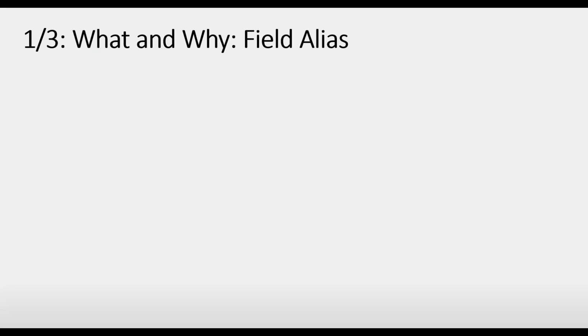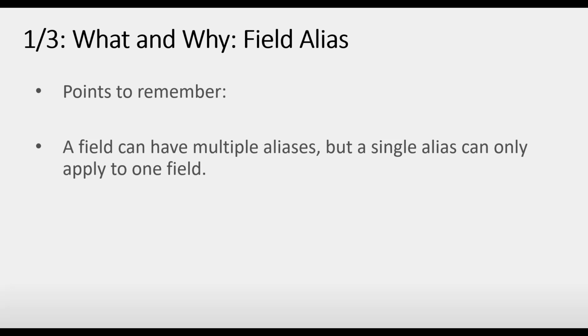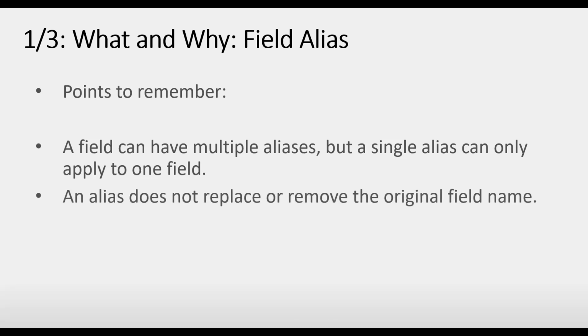So as its name suggests, alias is an alternative name that you can assign to your field. So it's just another name for your field. You can see here there are two important points to remember. The first is a field can have multiple aliases, but a single alias can only apply to one field. And another important point is alias does not replace or remove the original field name.